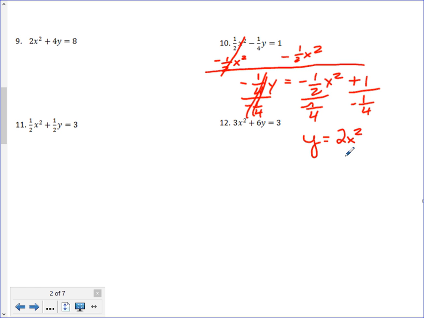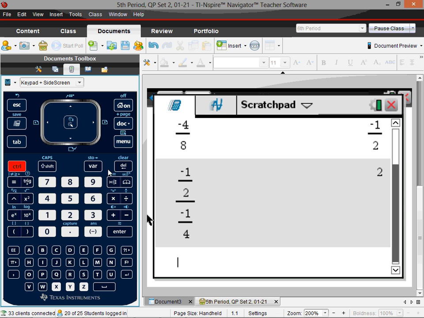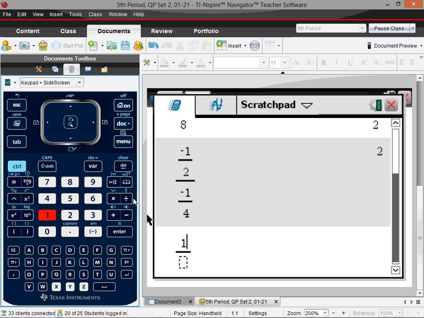Now what's the other one here? 1 divided by negative 1/4. So I'll do the control divide. Simple and straightforward.